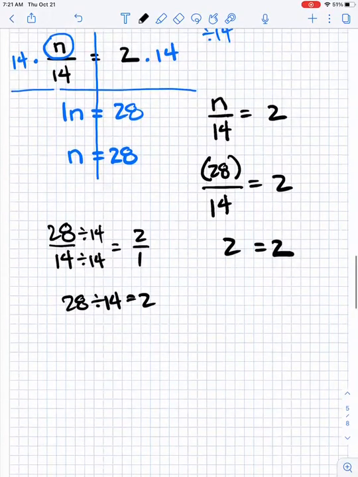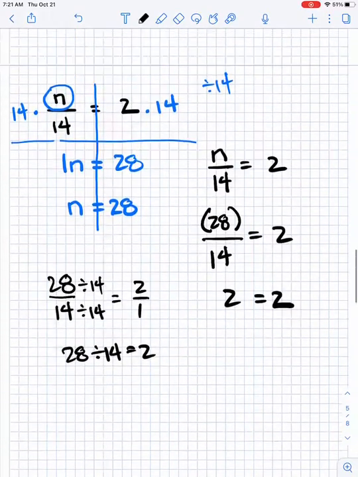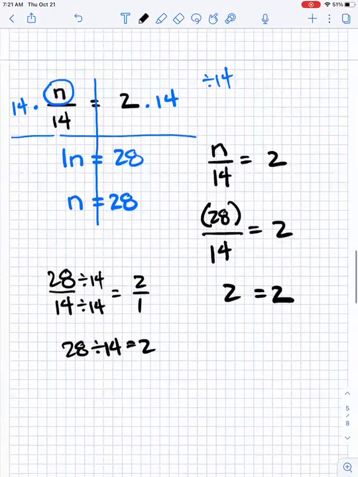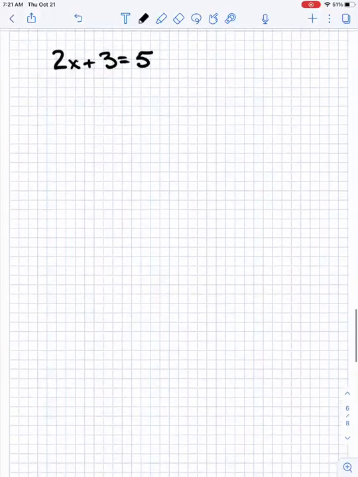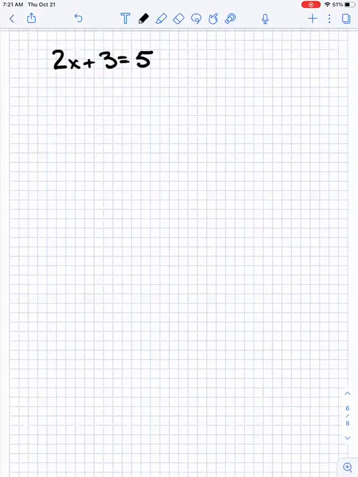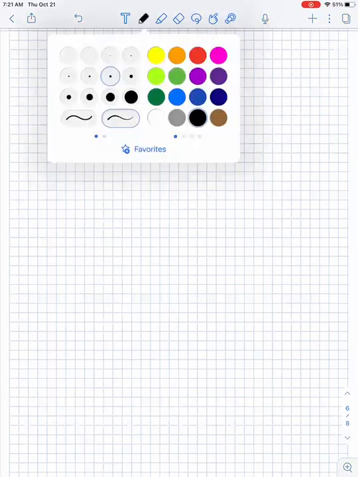So those are all the examples for each type of one-step equation. Go back and look at whatever you need if you get stuck. But we're going to go on to two-step equations. So now we're starting to add a little more complexity. We're still going to follow our same steps.